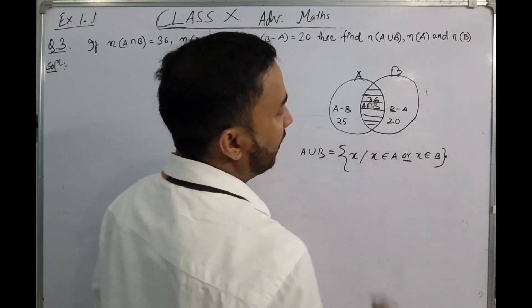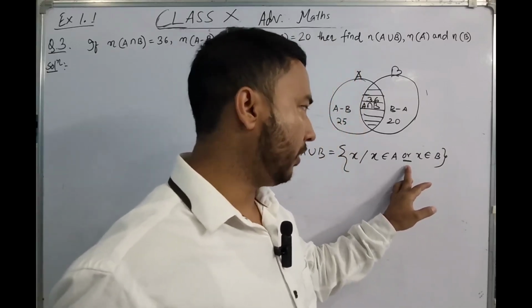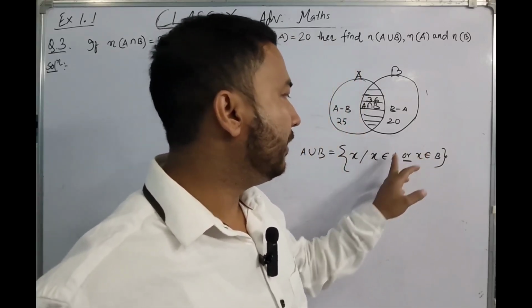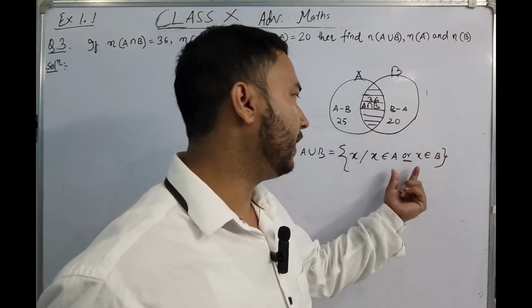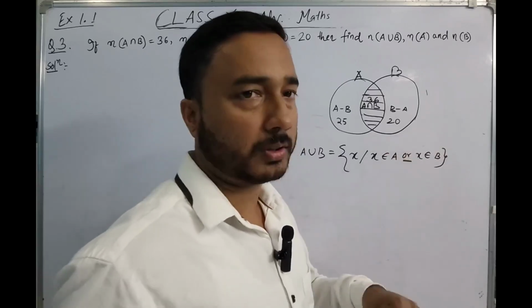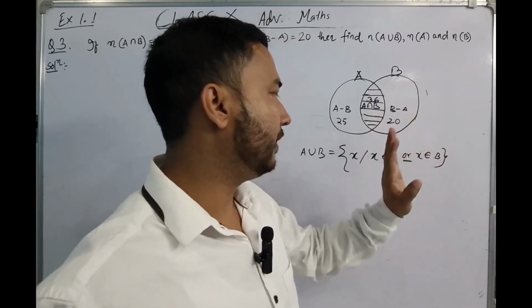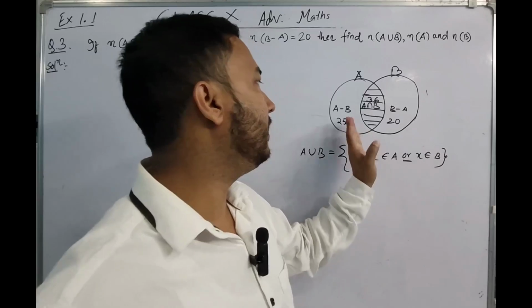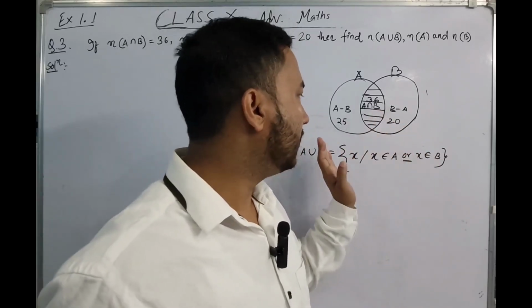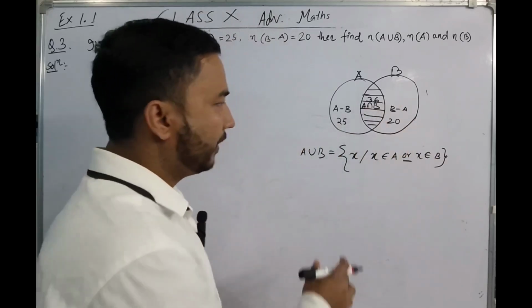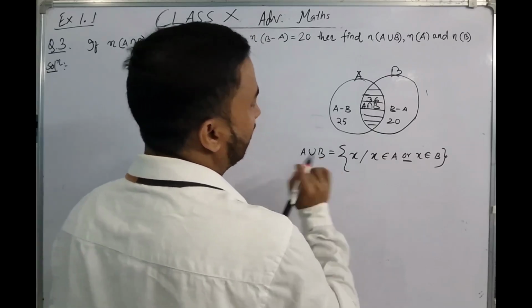Here you have to give importance to the word or. Or means the element may be in A or it may be in the set B, or it may be in A and B both. The elements should be either from A or from B, or it may be in both sets A and B. But it should be in A union B, because we are finding A union B.